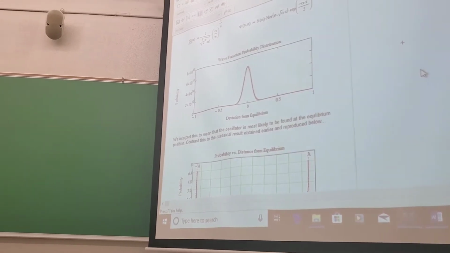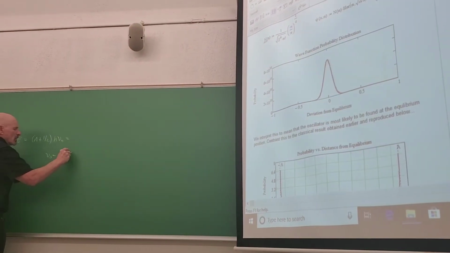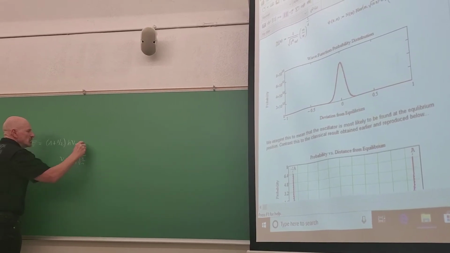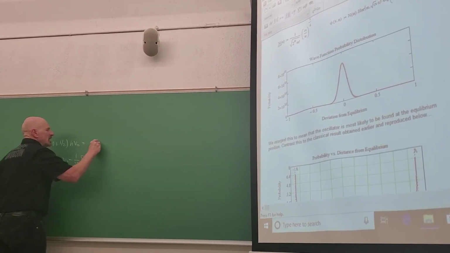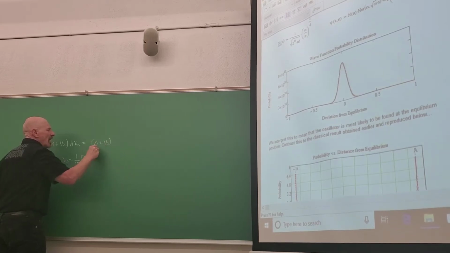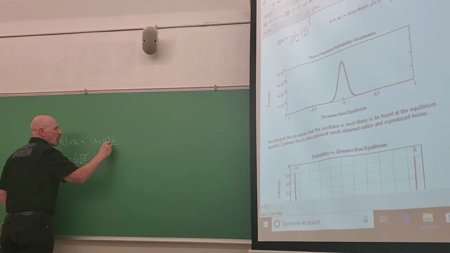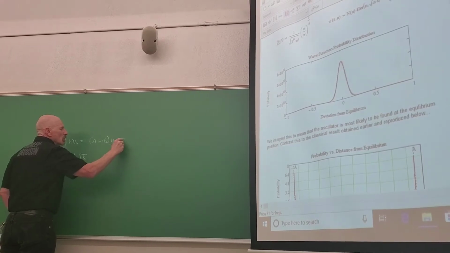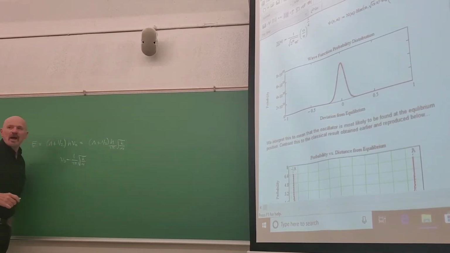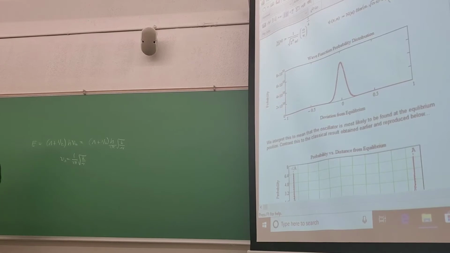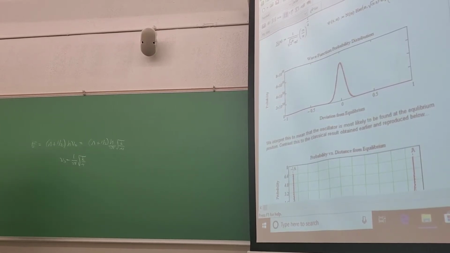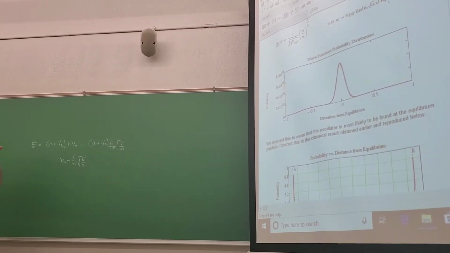Nu 0 is 1 over 2 pi root k over mu. So this becomes n plus 1/2 Planck's constant over 2 pi root k over the reduced mass mu. Now, when the classical particle reaches its maximum turning point, then it is at its maximum amplitude. There's no more kinetic energy, it's all potential energy.